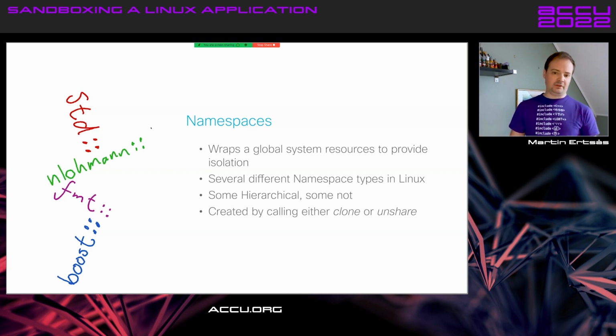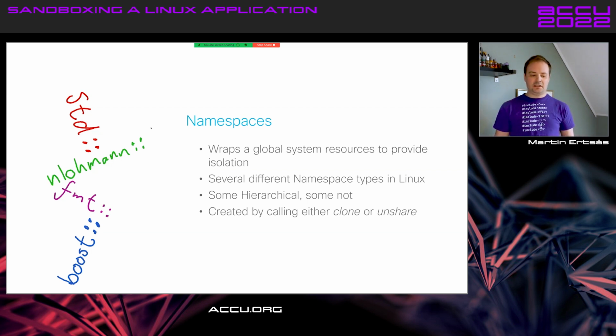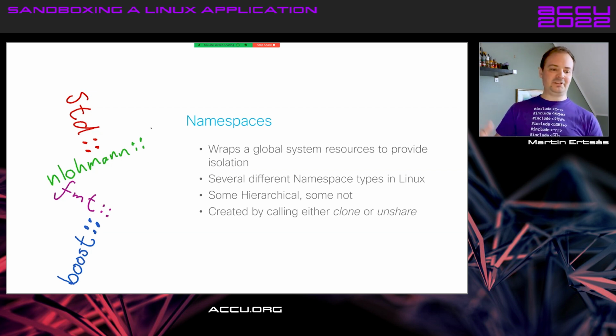You can create new namespaces by either calling the clone syscall or unshare. We're going to use unshare. Clone is like a really fancy way of doing fork. Fork is actually implemented using clone. And also pthread create is implemented using clone. So clone is very versatile and you could do a lot of stuff with it, but it's very complicated. So we're going to skip it and just go for unshare.